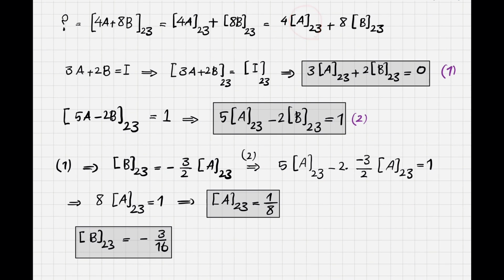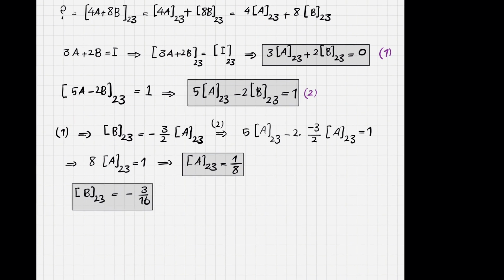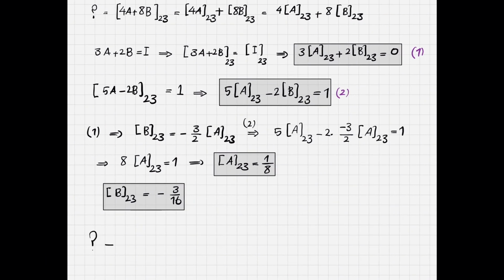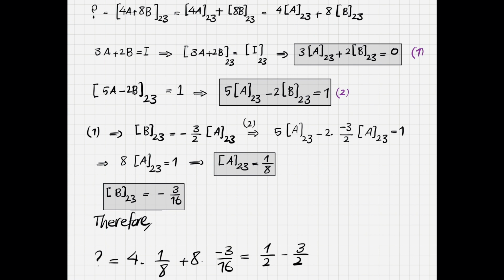Instead of this, I put 1 over 8, and instead of this, I put this number and calculate that combination. Yes, so let me make it a little bit smaller. Okay, so the question mark is equal to, let me write it from here, 4 times this entry, but this entry is 1 over 8, so it's 4 times 1 over 8, and then I will have 8 times minus 3 over 16. So then it becomes 1 over 2 minus 3 over 2. Yes, and then it becomes minus 1. So the question mark that I was looking for is just minus 1. Okay?